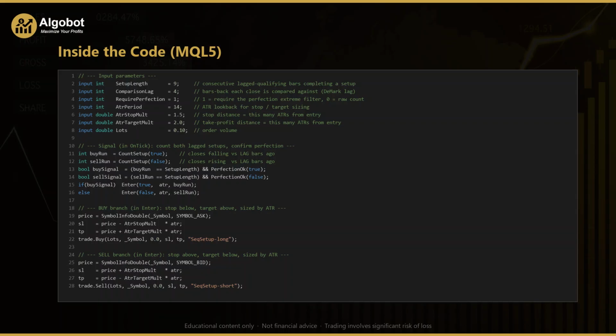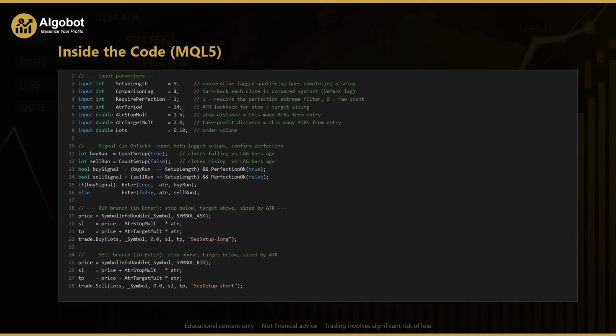Then buy signal is true only when the buy run equals the setup length and perfection OK confirms a fresh low. Sell signal mirrors that for a fresh high. Whichever is true is passed into enter. Now the buy branch. The code reads the current ask price, then sets the stop loss 1.5 ATRs below it and the take profit 2 ATRs above it. It sends the order with trade.buy, tagged seek setup long.